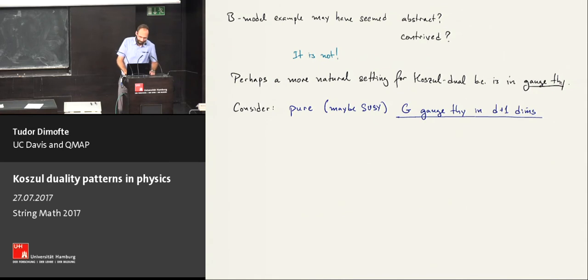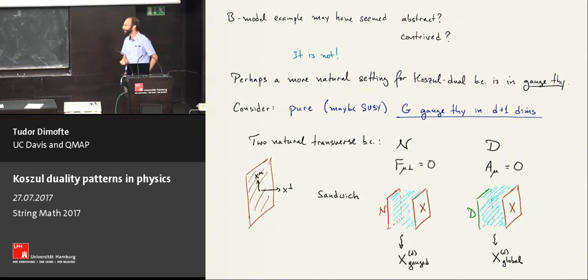So let's consider a pure gauge theory. Well, I'll do it in 2 dimensions, but let me say some general words first. So why is this a useful concept in general? If we have pure gauge theory in any dimensions, I'll call it d+1 dimensions here, there are always 2 transverse boundary conditions, 2 canonical transverse boundary conditions.